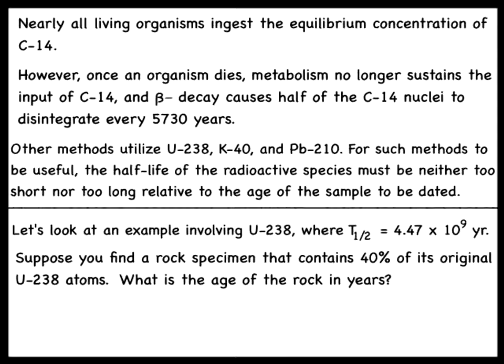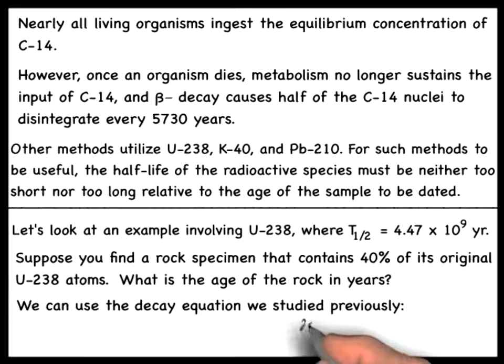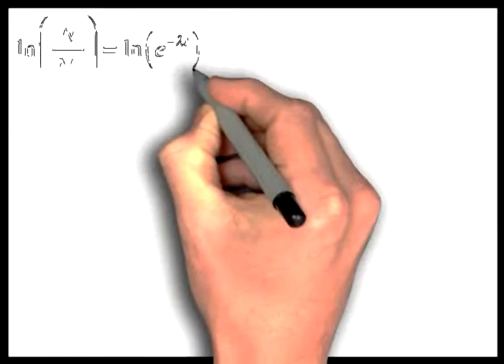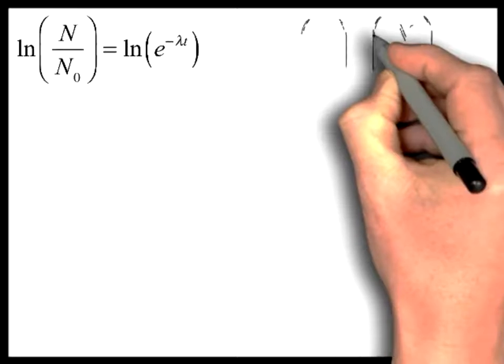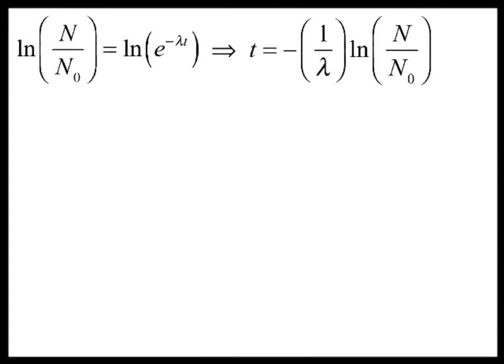To find this, we can use the decay equation we studied previously, which is equation 31.5. We first divide each side by N0 and take the natural log of both sides. Taking the natural log of an exponential just returns the exponent. Solving for the time t, we get the following.